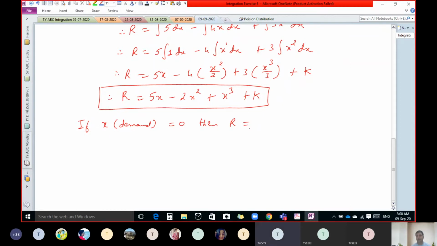R equals p into x, so if x is 0, then p will also be 0. Correct. One simple way to see it: if there is no demand, we are not able to sell anything, and so we are not able to get anything, so revenue is 0.